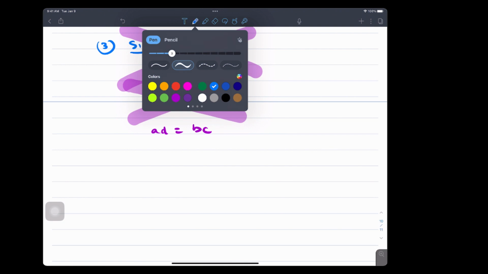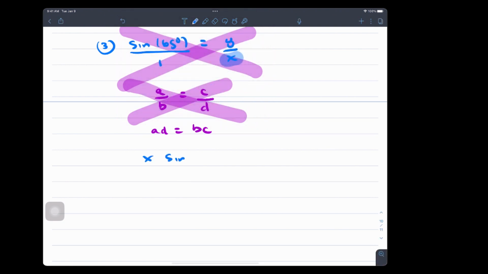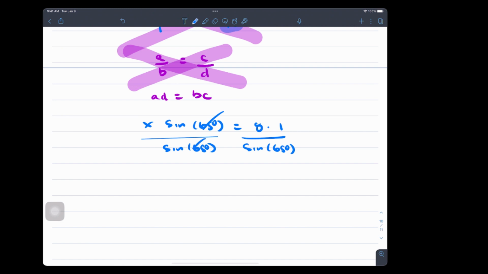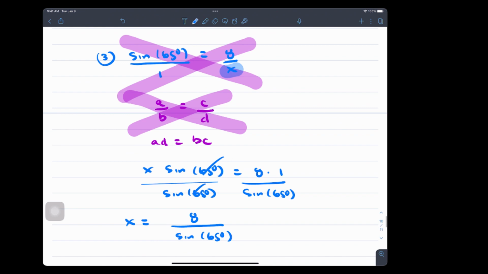So what that gives you here is x sine 65 degrees will be 8 times 1, which is 8. Is that right? So how do you guys solve for x in this case, for number 3? You divide both sides by what? Sine 65. So it cancels here, and so for number 3, x is just going to be 8 divided by sine 65 degrees. All right, easy peasy lemon squeezy.